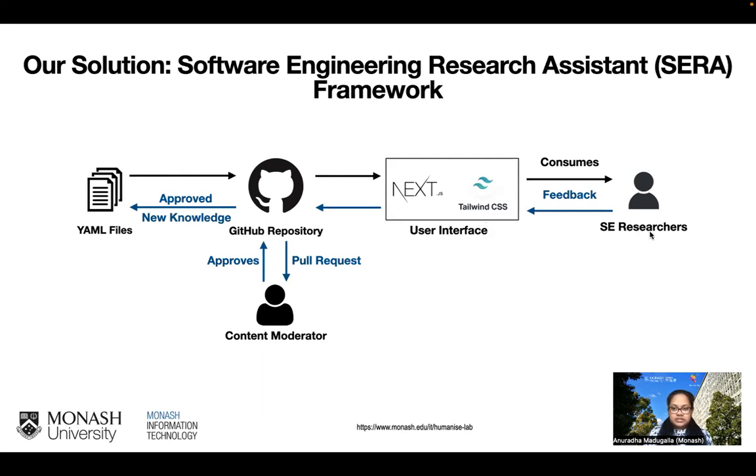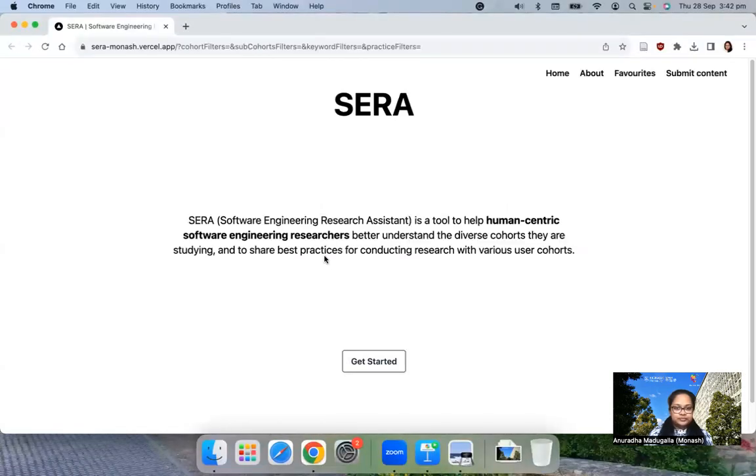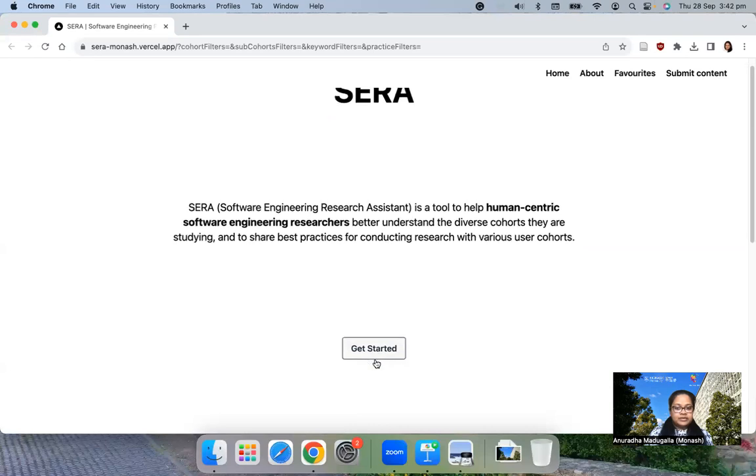The SE researcher can also provide feedback, can provide new material into this system, and a content moderator will go through the new content and will approve the suitable ones so that they can be added as new knowledge into the system. Now let's take a look at our demo of this tool. We have called this tool Software Engineering Research Assistant, Sarah.